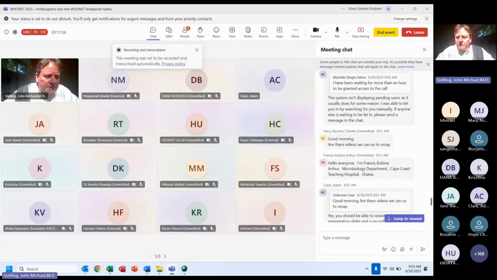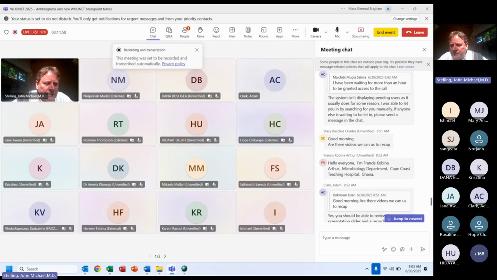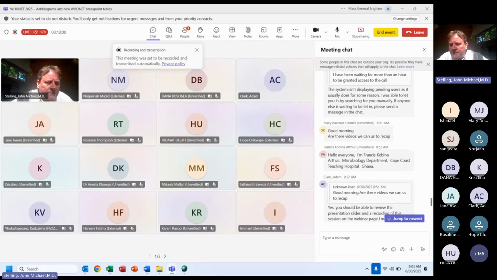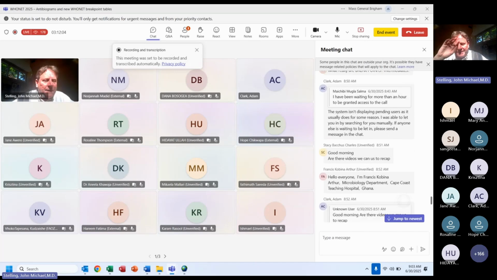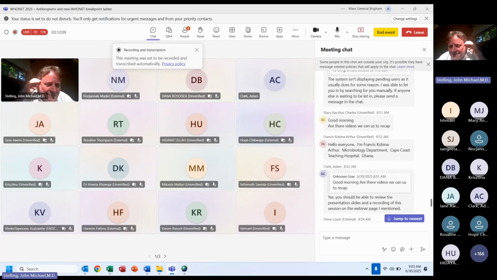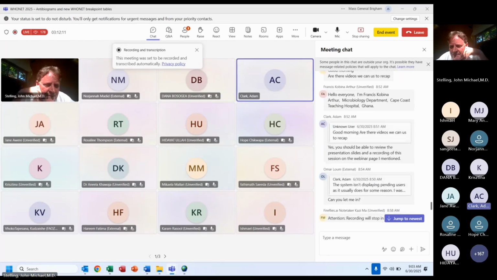The next question, the system isn't displaying pending users as it usually does for some reason. I was able to let you in by search. Oh, I'm sorry, Adam, you wrote that to somebody. That wasn't a question, sorry. Adam, what is the next question? 901, I think.